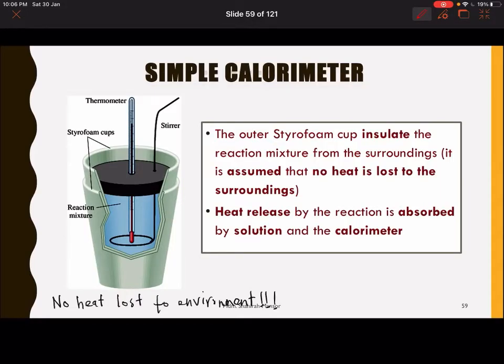So this is the example of a simple calorimeter. As you can see from the image, the simple calorimeter is made up of styrofoam cups. Do you know what styrofoam cups are? Yes, the ones that you use to drink tea or coffee. So that's why this simple calorimeter is also known as a coffee cup calorimeter.